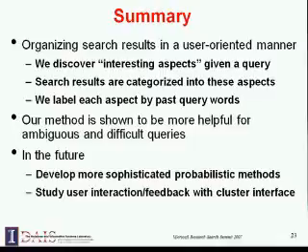Okay, here's a summary of this work. We propose to organize the search results in a user-oriented way. We discover some interesting aspects given a query, and then we categorize the results into these aspects. Another thing is we label each aspect by the past query words. So our method could be more helpful for ambiguous and difficult queries. In the future, we want to develop more sophisticated methods. The current method is very simple. We also want to study user interaction and feedback with this kind of cluster interface.